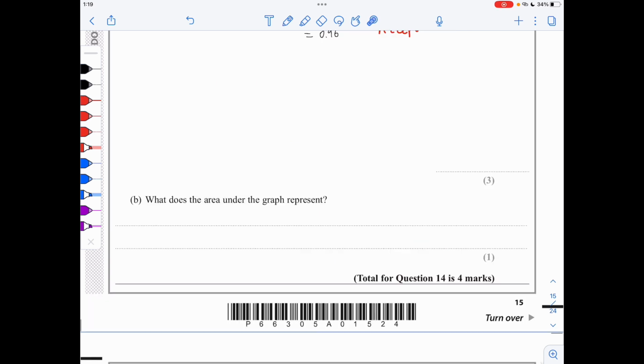In B, we are asked what does the area under the graph represent, and we know that when we've got a speed time graph, the area under the graph is simply the distance that has been covered.